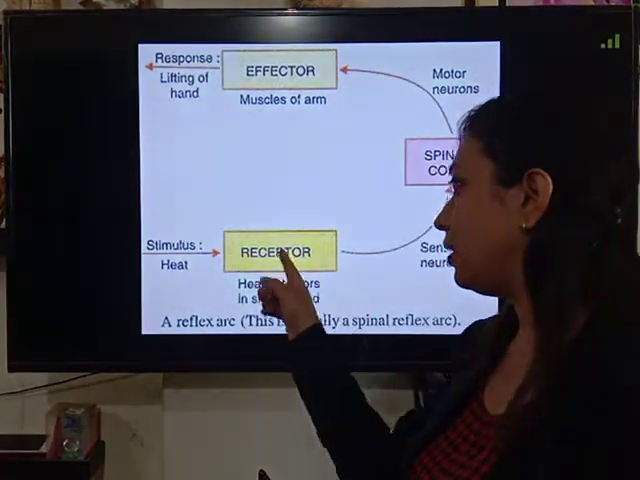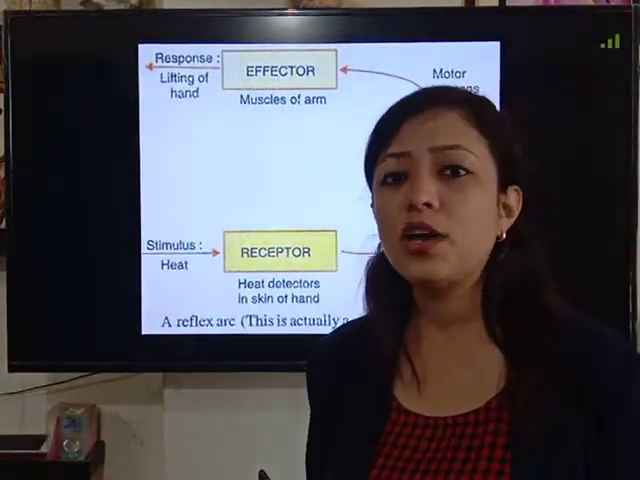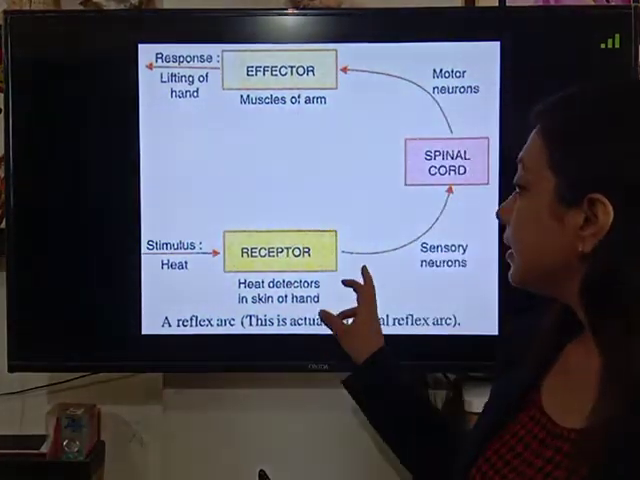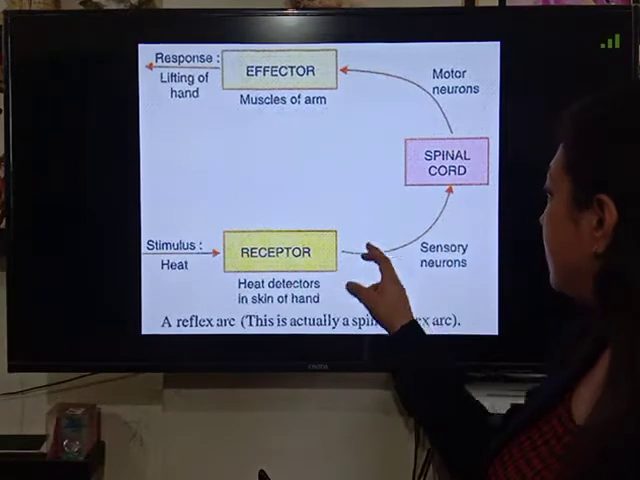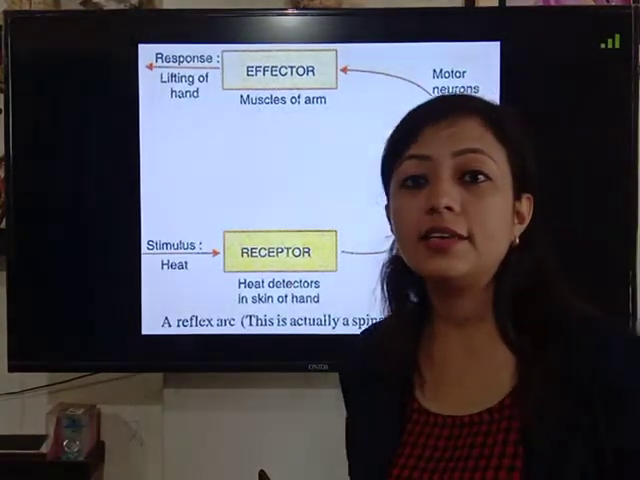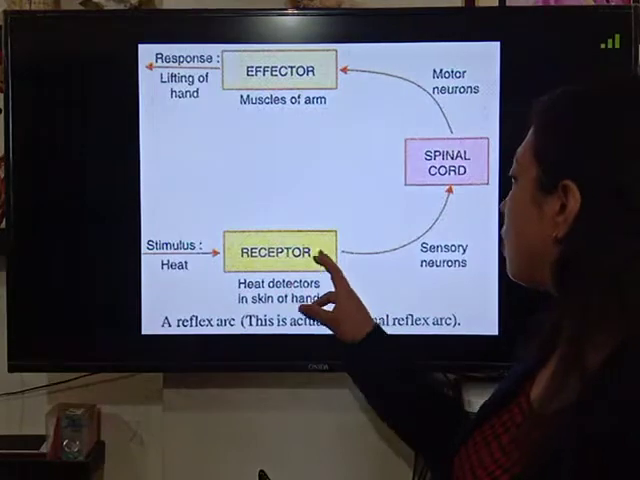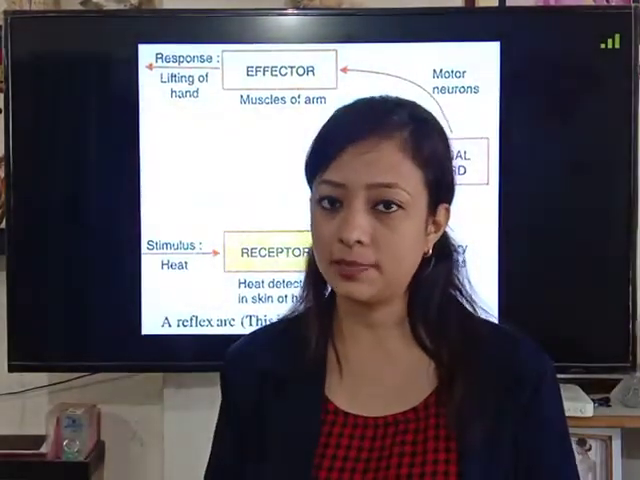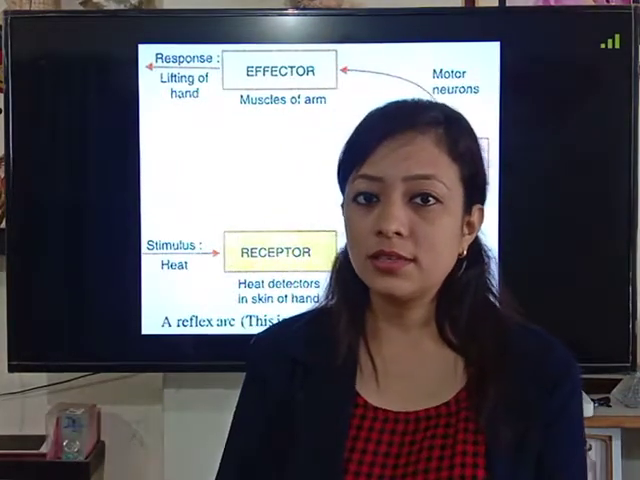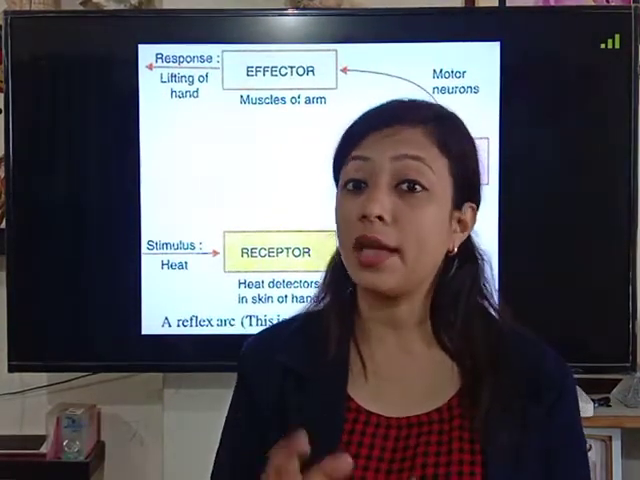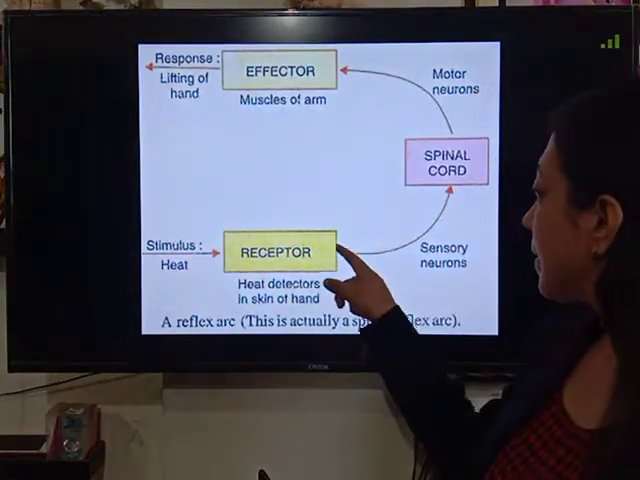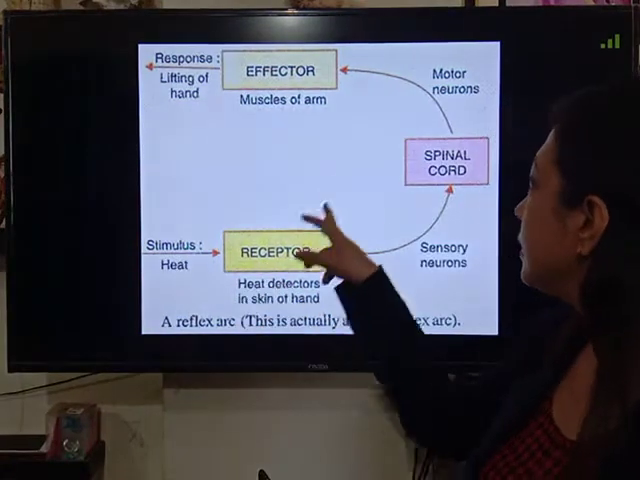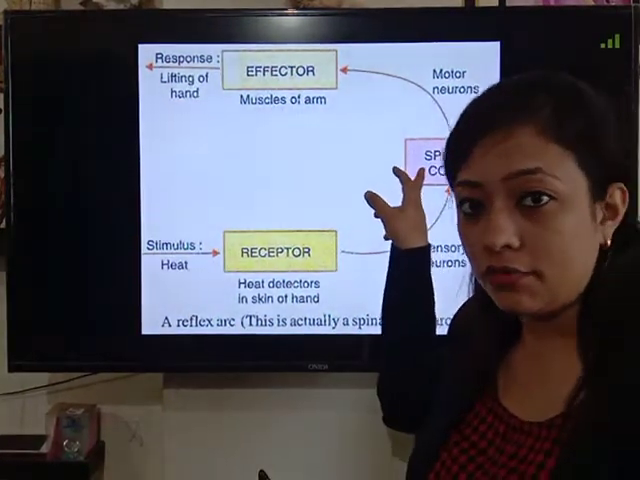So once we touch any hot utensil, the receptor present in our skin detect the sense of stimulus, and hence the sensory nerve, this is the sensory nerve. This sensory nerve carries this message from receptor to our spinal cord. Now this message is in the form of stimulus. It is in the form of the chemical impulses. So these chemical impulses are then travel from receptor organs to the central nervous system.